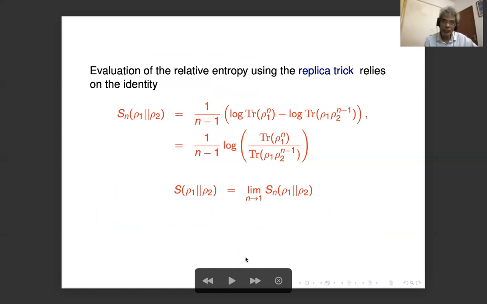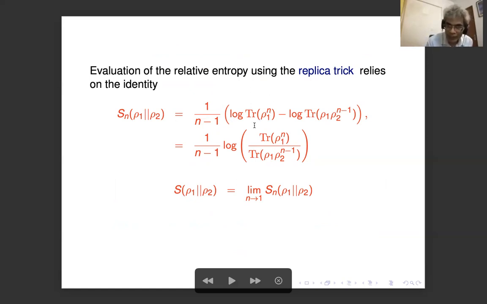As I said before, if I give you a formula for how to evaluate the relative entropy, then everything is complete. Then you can evaluate modular Hamiltonians, you can evaluate differences in free energy and so on. So essentially I'll have to give this, and there is a method for that, again using the replica trick.